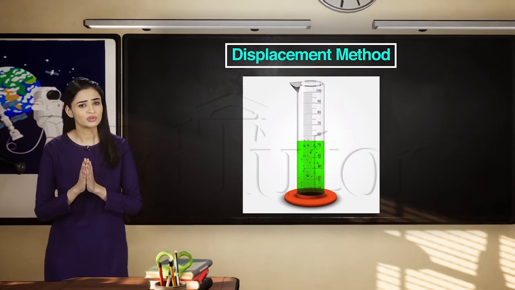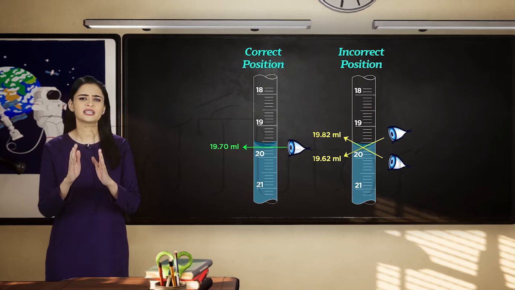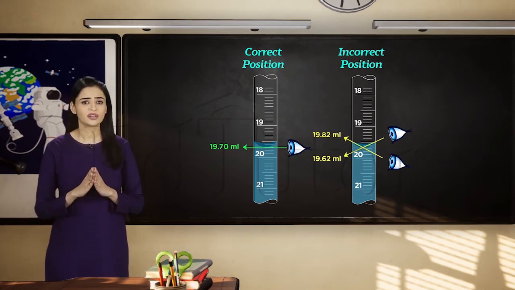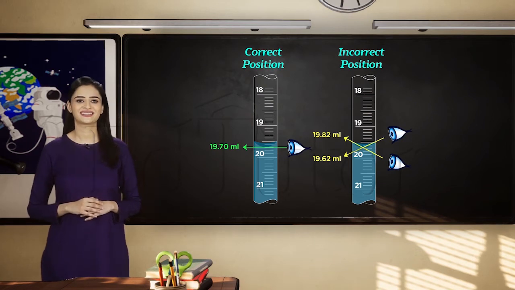The correct way to note the reading is to position the eye at the same level as the meniscus. The mark corresponding to the bottom of the meniscus is taken as the reading.